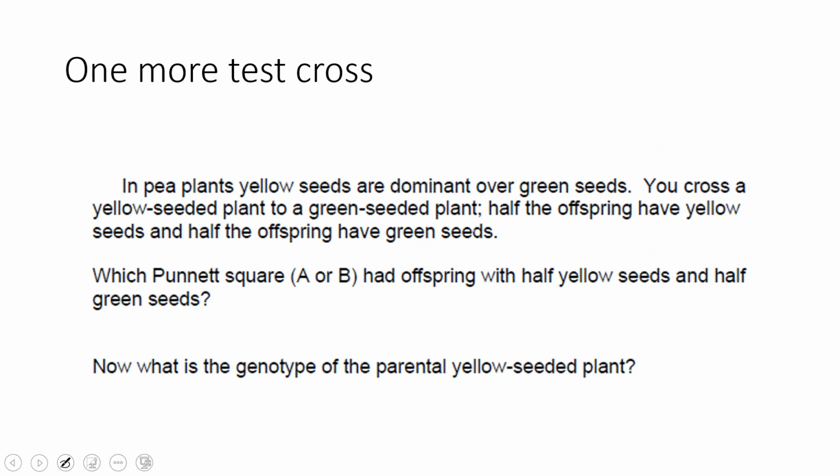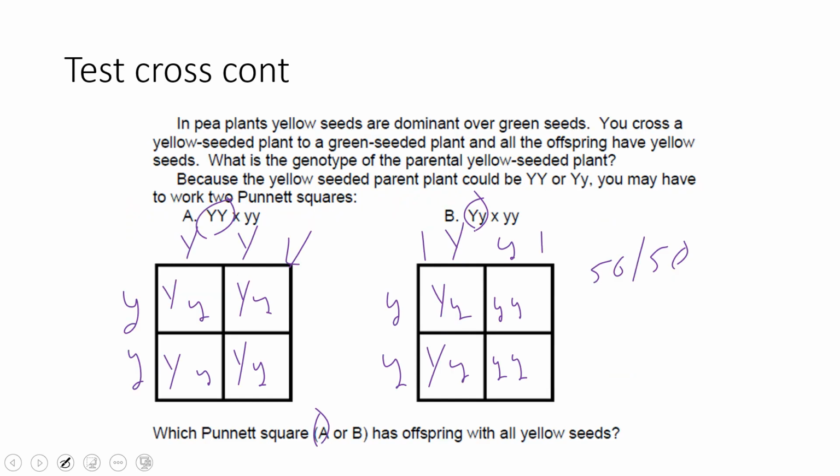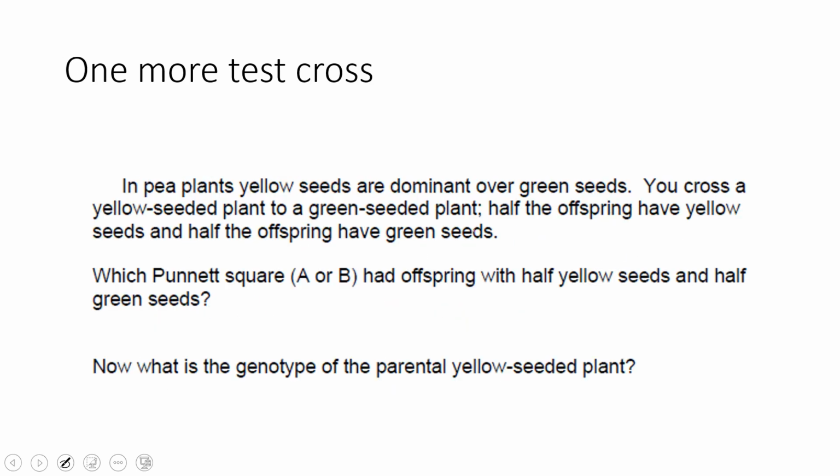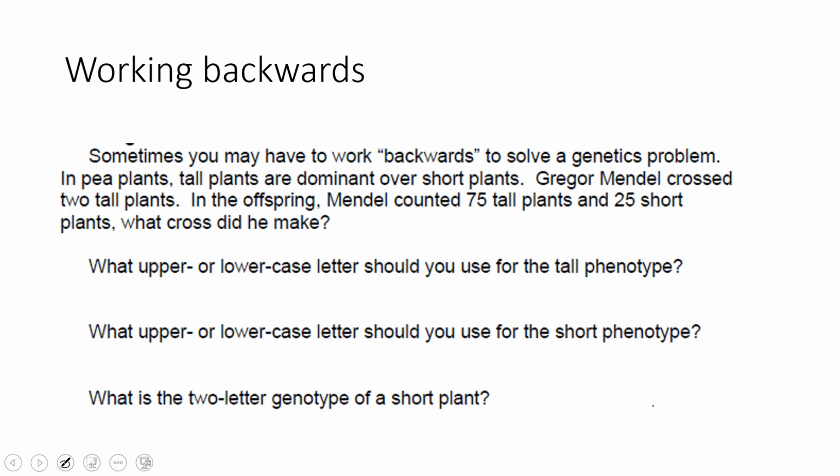All right, so continuing on with that test cross, which Punnett square had offspring with half yellow seeds and half green seeds? As we go back, that was B. Now, what is the genotype of the parental yellow-seeded plant? Well, in B, the genotype was big Y, little y. They were the heterozygote.